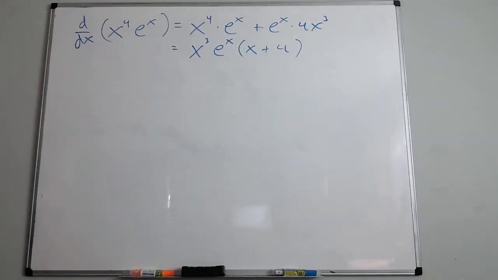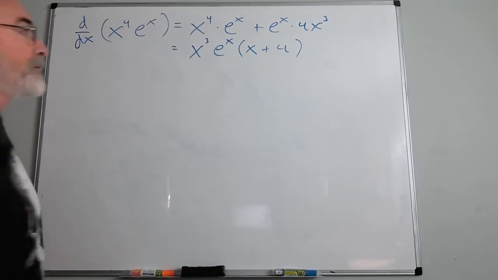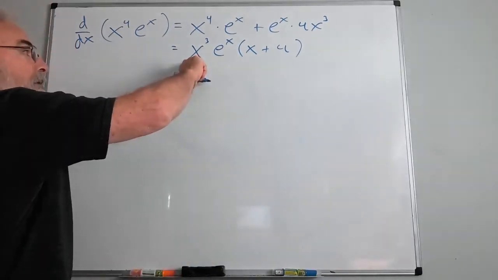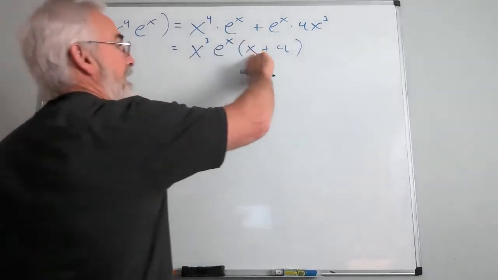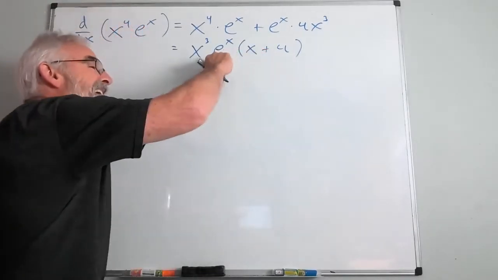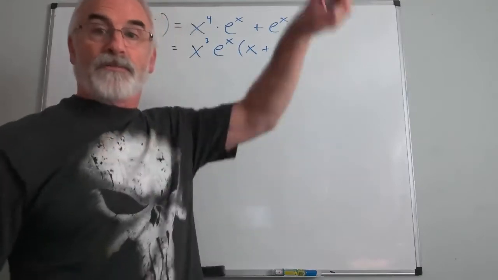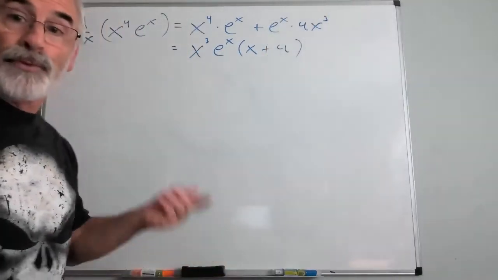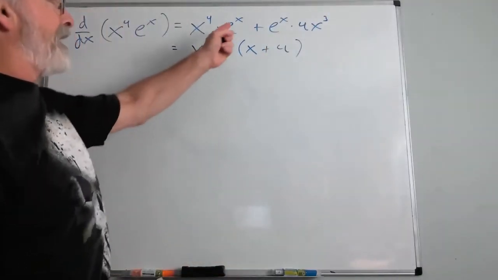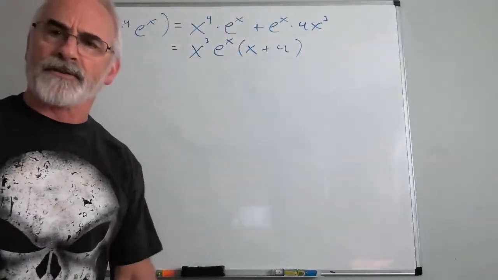Now, if I asked you where does the derivative equal 0, you'd say, well, it equals 0 when x is 0. It equals 0 when x is -4. E to the x is always positive. E to the x is never 0, and it's always above the x-axis. So I would have two places where this equals 0. If I left it in this form, it would be harder to interpret.